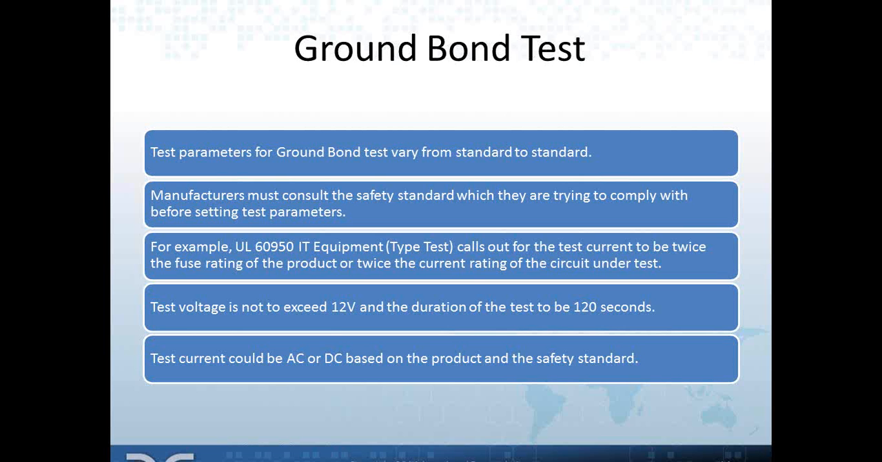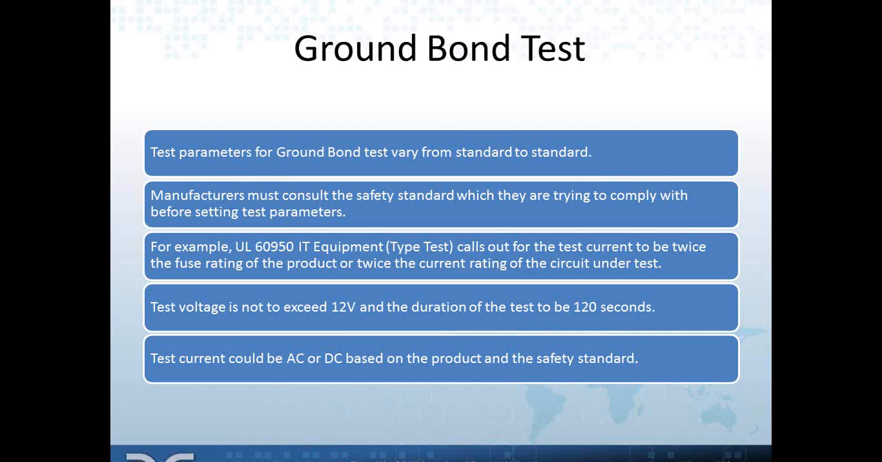Now, many safety standards require a ground bond test to be performed by manufacturers as a 100% production line test, in addition to a type test. For example, the test parameters for a ground bond test can vary from standard to standard. Manufacturers must consult the safety standard that they are trying to comply with before setting any test parameters.